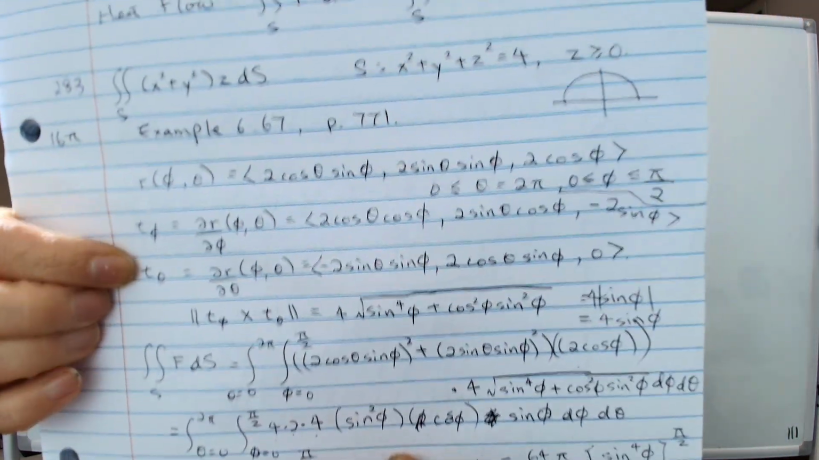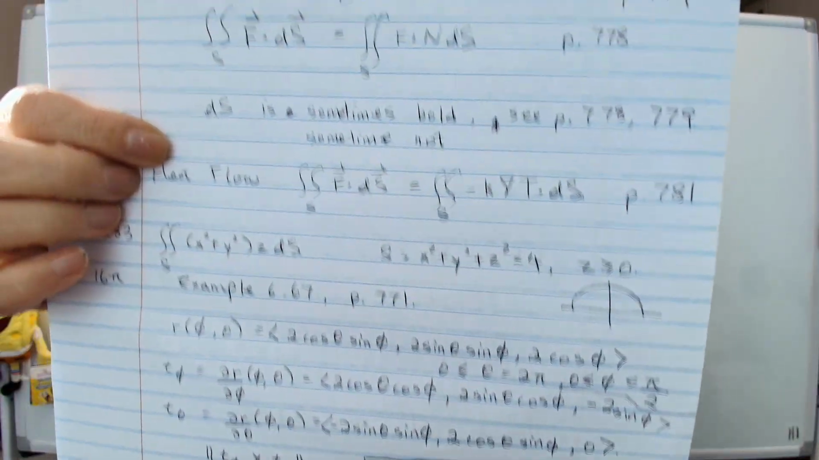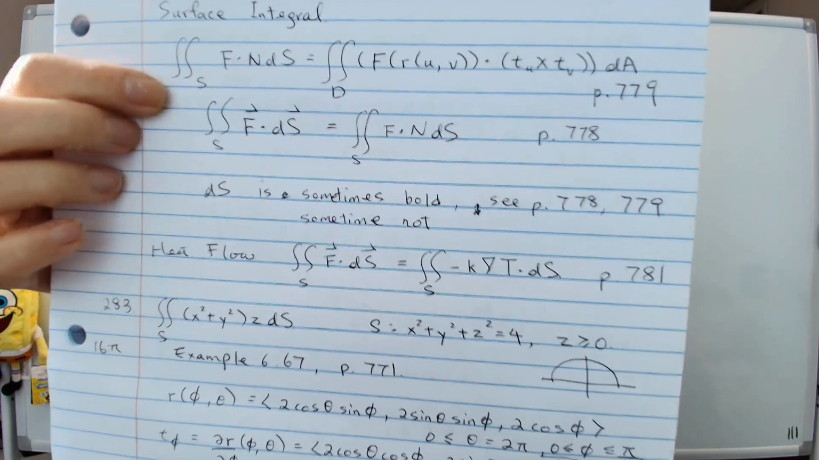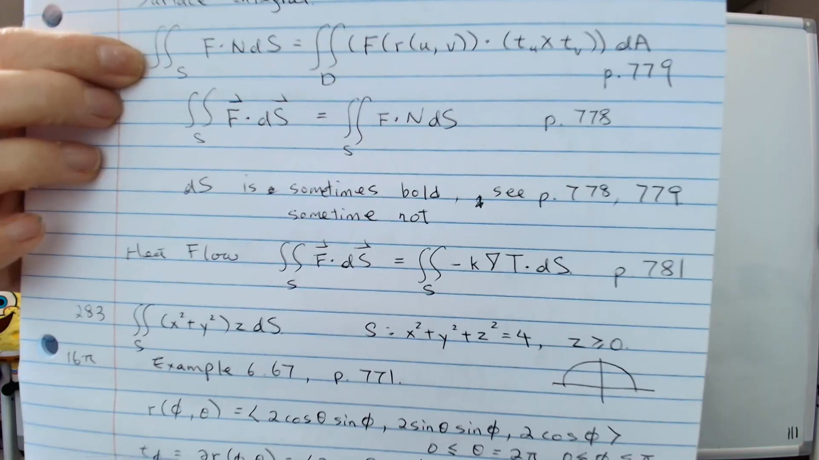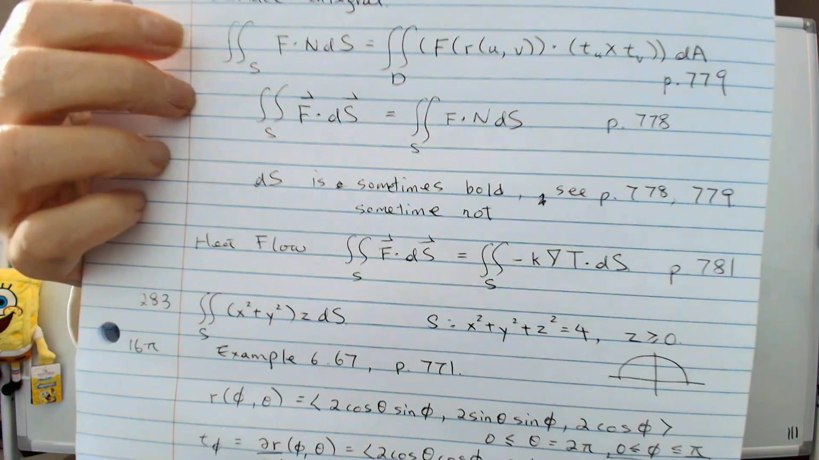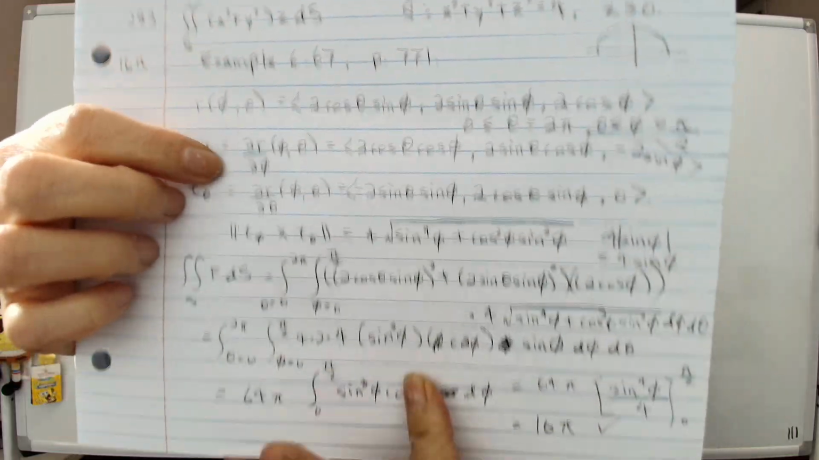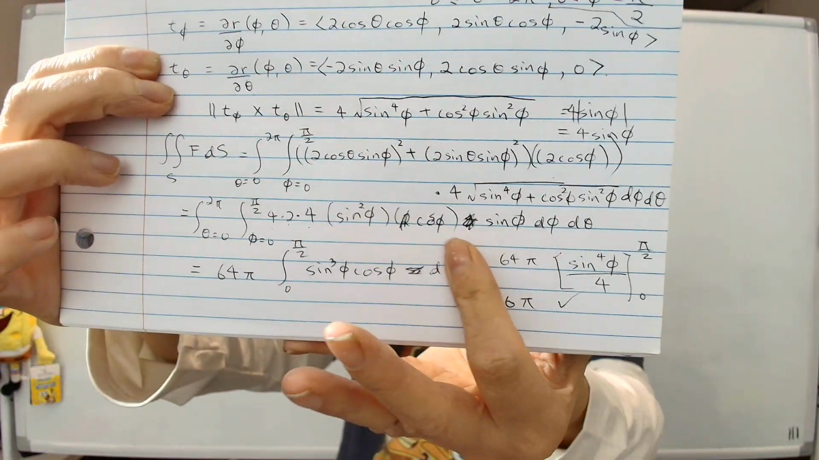So once we got this, we follow the formula. Where's the formula again? Okay, I think here it is. I wrote down the formula here on page 779, where you just plug everything into the function and take the dot product with the cross product of tu cross tv, which ends up being this mess, right? And then I think I messed up somewhat.